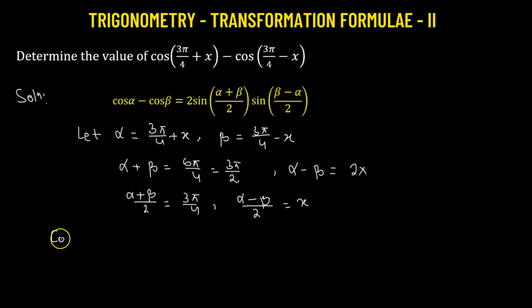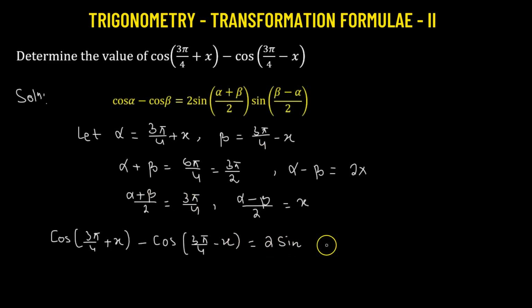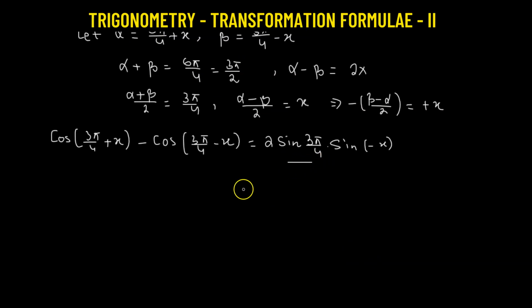And now we can find the value. So cosine of 3 pi over 4 plus x minus cosine of 3 pi over 4 minus x will become equal to 2 times sine of alpha plus beta over 2, so that's 3 pi over 4. However, we need to be a little bit careful here. Here we have beta minus alpha over 2, but we have obtained the value of alpha minus beta over 2. So that's fine. We'll take the negative of beta minus alpha over 2. That's going to be positive x, which means beta minus alpha over 2 is simply going to be negative x. Okay. Now, let's find the value of sine 3 pi over 4.